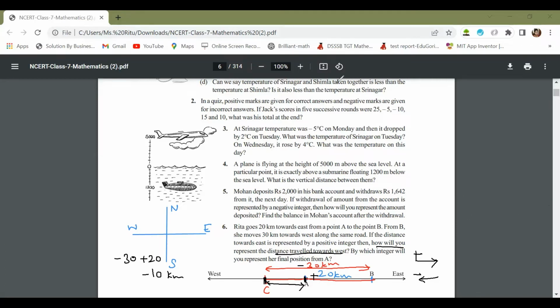So this is about question number 6. I hope this is also clear. If any doubts, you may ask me by writing in the comment section as well. So let's come to the next question.